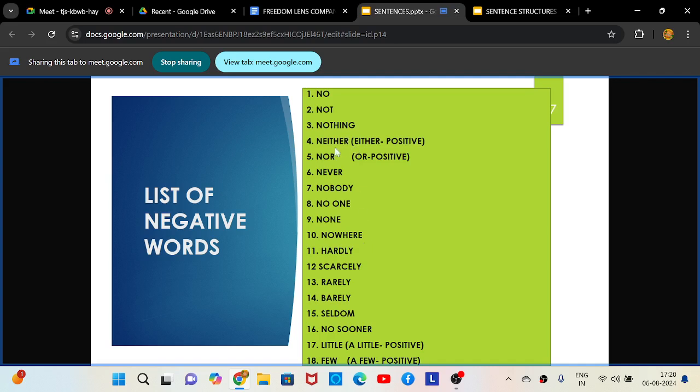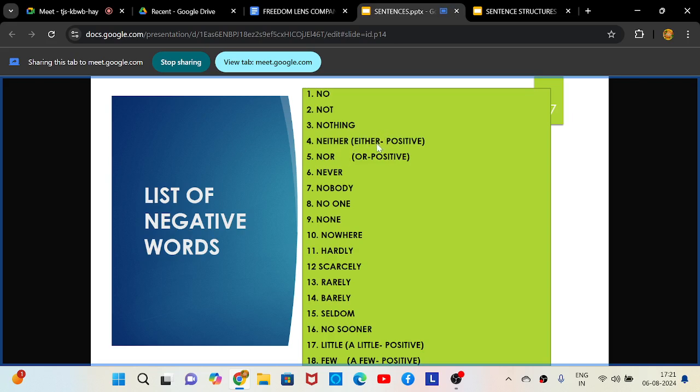So you can see that neither and nor, 4 and 5, are mostly used together only. Both the words will come together. Like neither Anu nor Manu went to school today. It means Anu didn't go to school today, and Manu also didn't go. Neither Anu nor Manu went to school today.